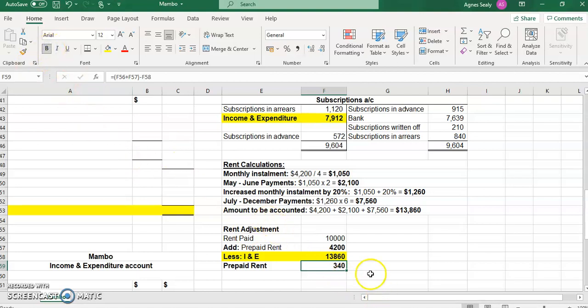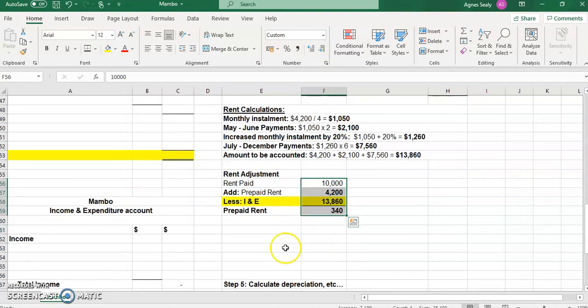Okay, so our prepaid rent is $340. Ordinarily, if you had to make an adjustment, this is a very interesting question. Ordinarily, if you were just given an adjustment because you knew what the prepaid was already, you can start with your rent paid of $10,000, add the rent prepaid at the beginning, and subtract the rent prepaid at the end, and you would get the amount for the income and expenditure. But this is out of the ordinary.